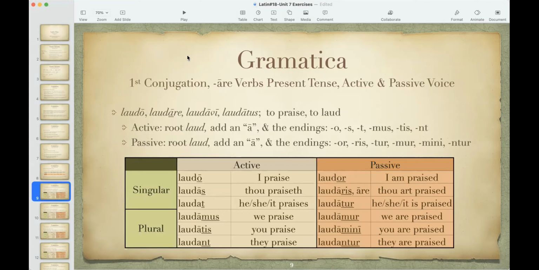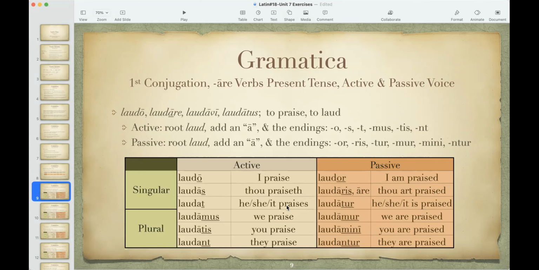All right, first conjugation. Laudo, laudare, laudavi, laudatus. Remember all four. The active root is laud. Add the A, that's the conjugation vowel. Notice it's the same. And then the endings. So except for the endings, it's identical. So we add the OR. So laudo, I praise. Laudor, I am praised, or I am being praised. Laudas, thou praiseth. Laudaris, thou art praised. And I will include the infinitive looking form just for completeness.